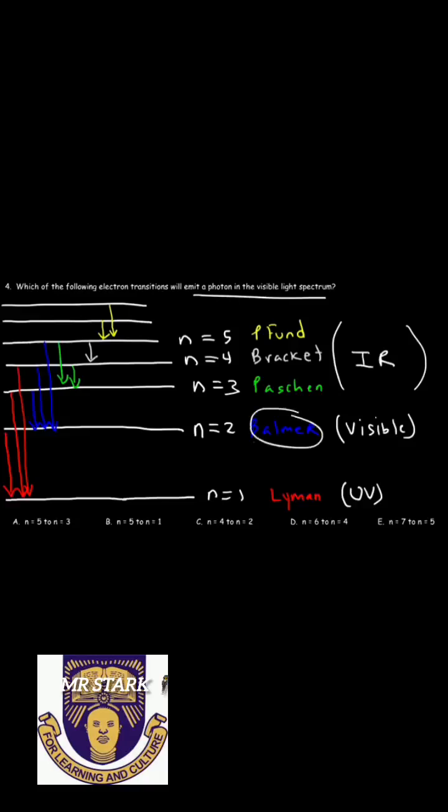So to answer this question, all we've got to do is look for a photon that's in the Balmer series. So the final state has to be n equals 2. So it's not A, it's not B, it's C. Because the final state is n equals 2, so C is the answer.